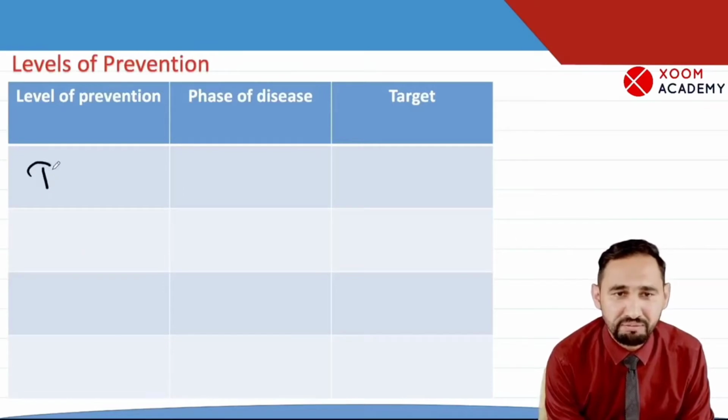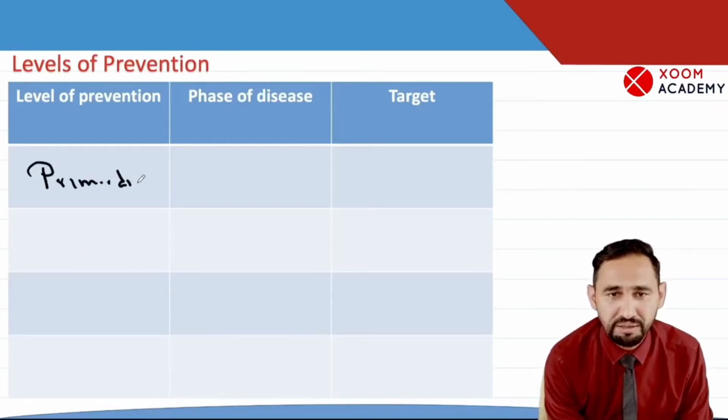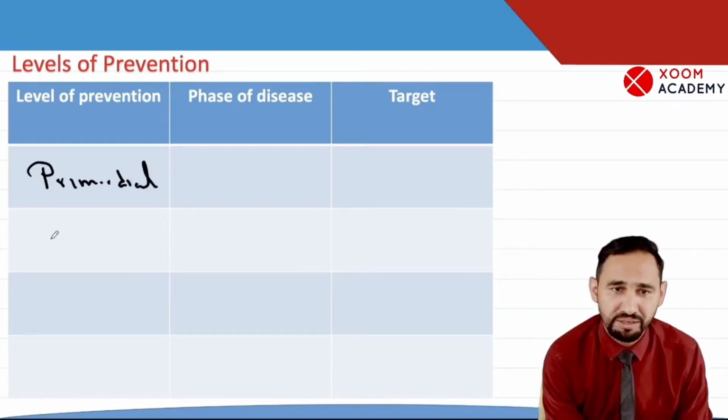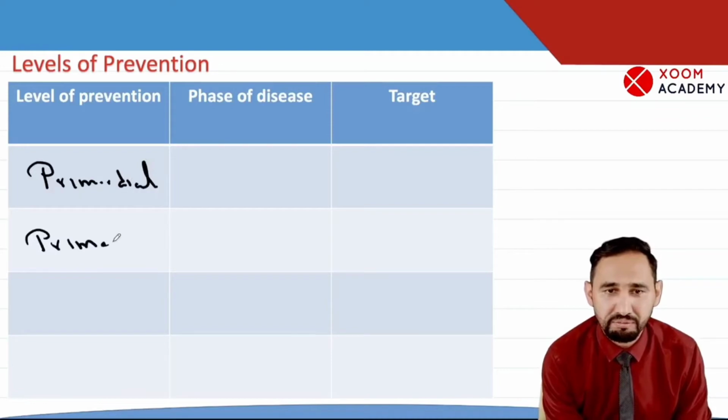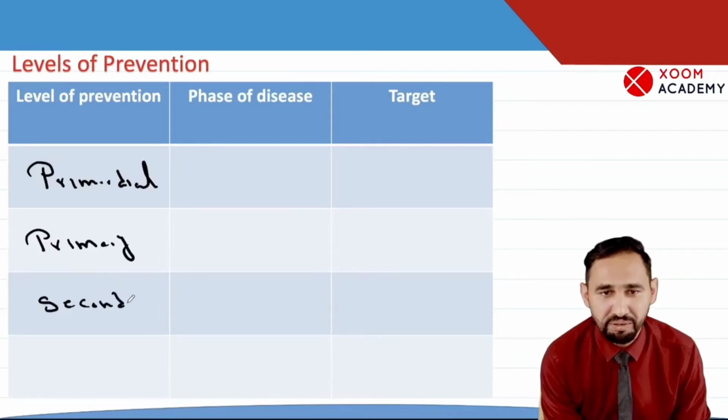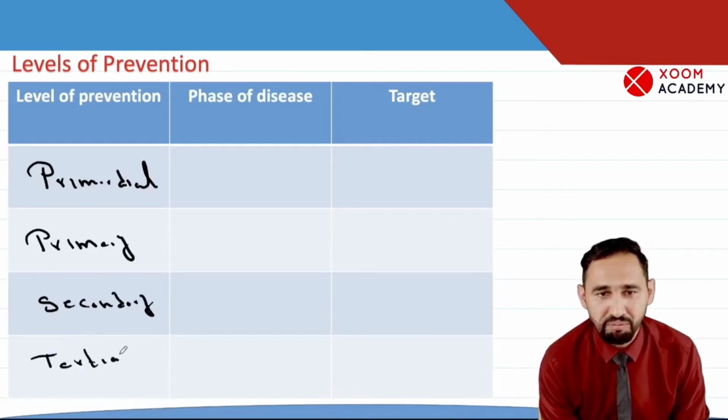Primordial prevention. Primordial prevention is done to stop the development of risk factor. Then there is primary prevention, to stop the development of disease. Then there is secondary prevention. We do secondary prevention to diagnose the disease. Then there is tertiary prevention. We do it to limit the complication.